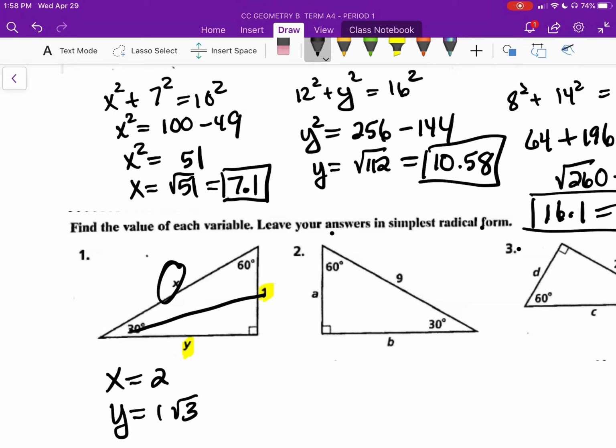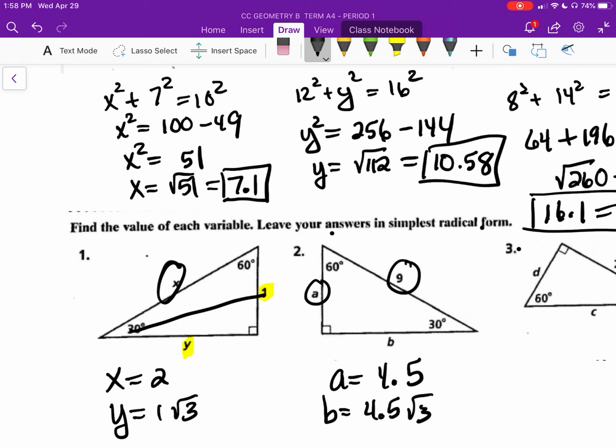Now, if we look at the next example, you'll notice that we weren't given any of the sides, only the hypotenuse. So we're going to start off with this 9 here. Well, what do we know about this side here? It's going to be half of the size of 9. So what's half of 9? Well, A is going to be 4.5, right? 4.5 is half of 9. And B is going to be 4.5 times the square root of 3.